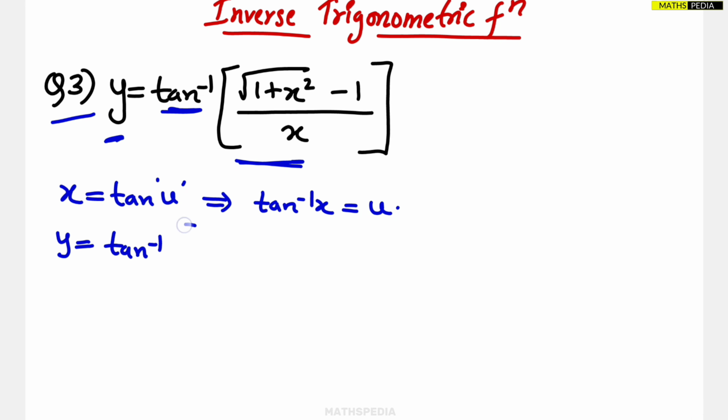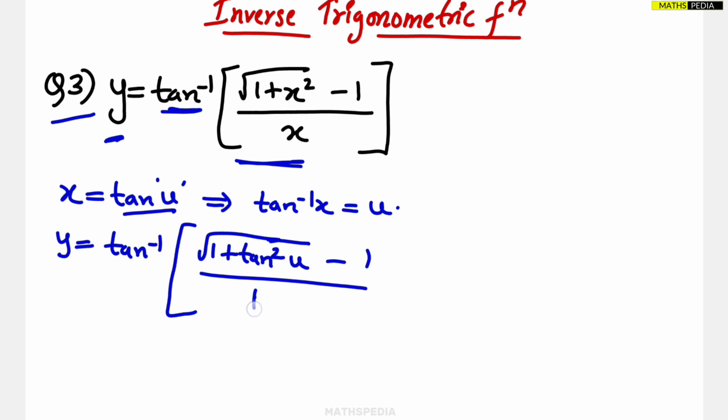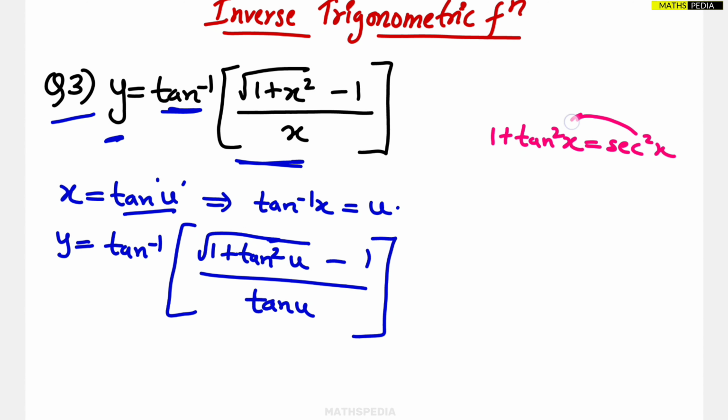tan inverse of (square root of 1 plus tan square u, minus 1) divided by tan u, right? In place of x I have substituted tan u. Now, you will ask me what is the intention of substituting tan u. Because if you have studied the formula, 1 plus tan square x is equal to secant square x. Or in other words, if you take the square root, square root of 1 plus tan square x is equal to secant x.